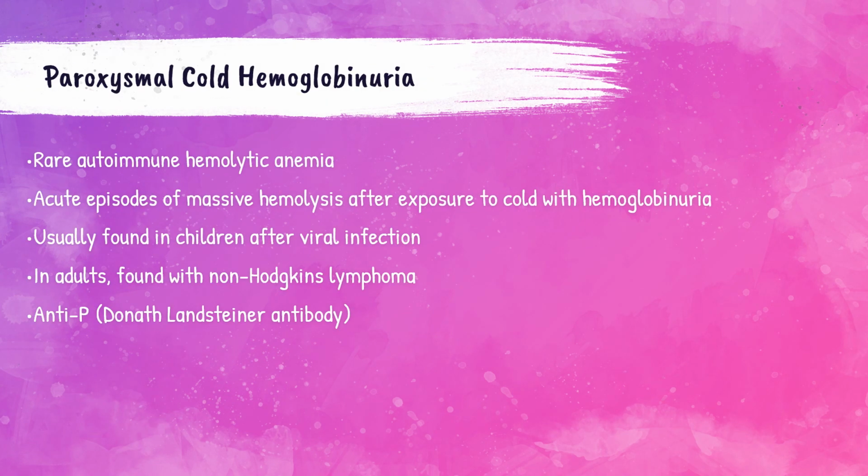Paroxysmal cold hemoglobinuria is a rare autoimmune form of hemolytic anemia. This is characterized by acute episodes of massive red cell hemolysis after exposure to cold, including having hemoglobin present in the urine. In children, this is usually found after a viral infection, and in adults, it's usually associated with a non-Hodgkin's lymphoma diagnosis. This is caused by an anti-P antibody, also called the Donath-Landsteiner antibody.